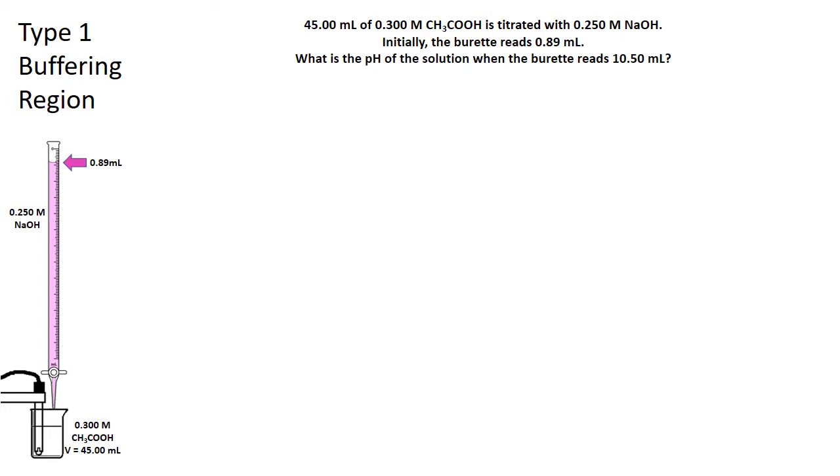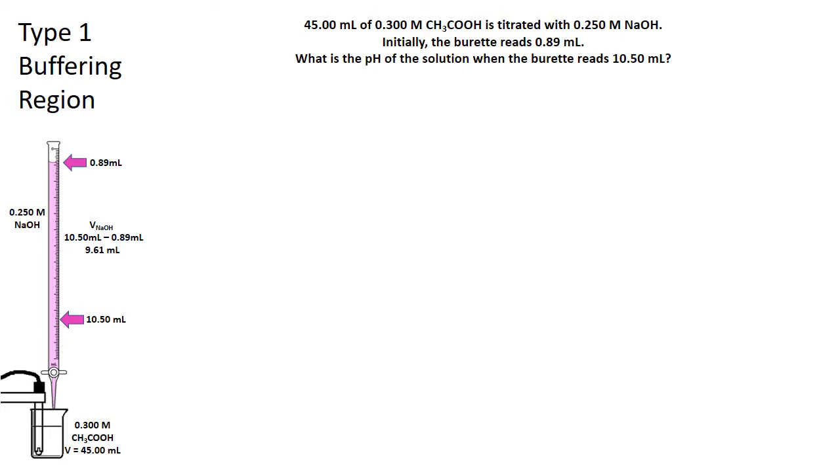And then we continue this titration, adding sodium hydroxide to the acetic acid until the burette reads 10.50 milliliters. And we're asked to determine, well, what's the pH of the solution going to be at that point? Now, the first thing that we should do is remember that we can always determine the volume of sodium hydroxide that's been added by subtracting the final and initial burette measurements. And in this case, we come up with 9.61 milliliters of sodium hydroxide that have been added.